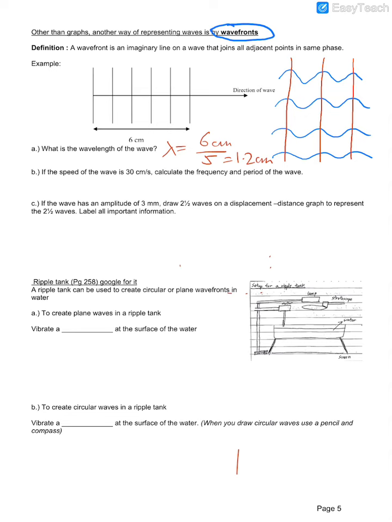Okay, so a wave front is like looking from the top view. But you can't tell the amplitude, but you can tell the wavelength, right? So to demonstrate wave front, they have this thing called a ripple tank. Okay, so a ripple tank looks like this.